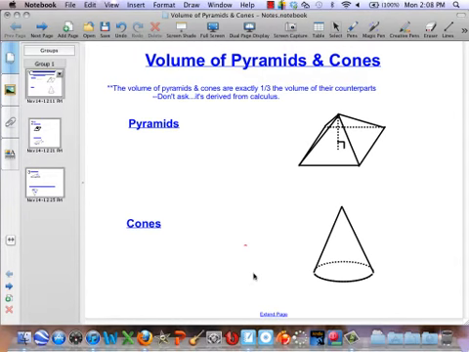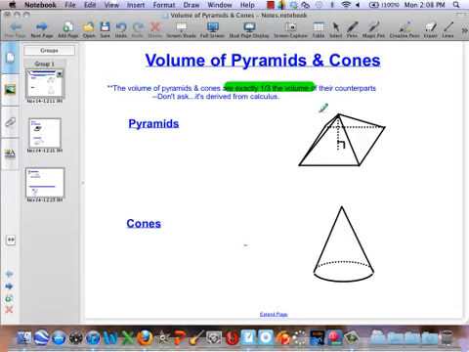Alright, so, very simple. Remember, we did talk about this on Friday. The only thing different between the volume formulas of the pyramid and the cone is that it's exactly a third of their counterparts with prisms and cylinders. So, first question of the day.